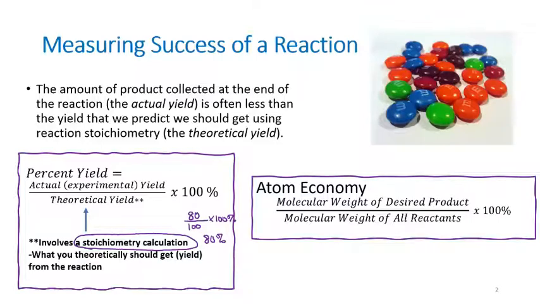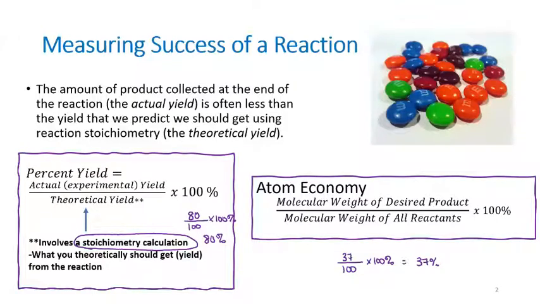Let's say that we put in everything, and the molecular weight of all reactants, let's say we put in 100 M&Ms. But we only want the green ones. We're only interested in the green M&Ms. Out of 100 M&Ms, we count up all of the green M&Ms. And by chance, we ended up with 37 green M&Ms. This gives me an atom economy of 37%, which is much lower.